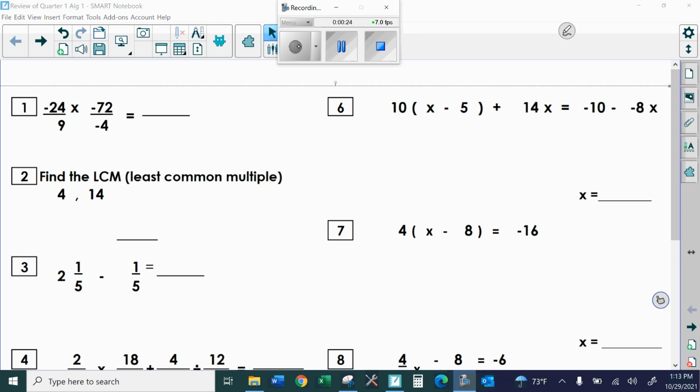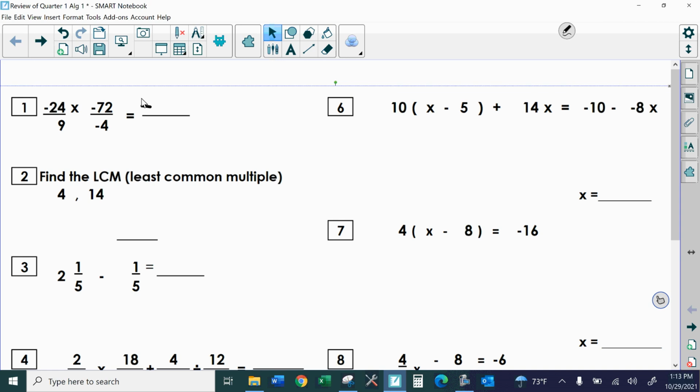All right, number one, multiplying fractions. First thing I can do is deal with the negatives. I have three negatives, 1, 2, 3. So that means the final answer is going to be negative. Anytime there's an odd number of negatives, it is negative. You could have also said negative divided by negative is a positive. So I have a positive times a negative is a negative.